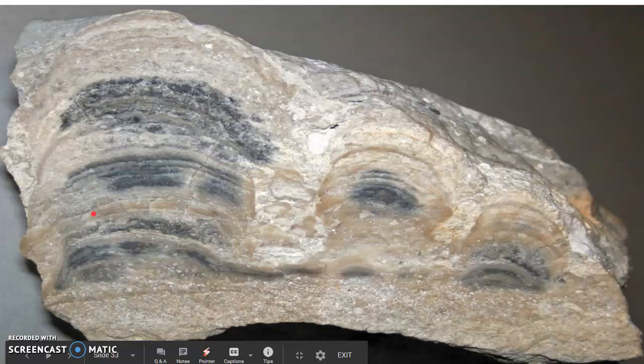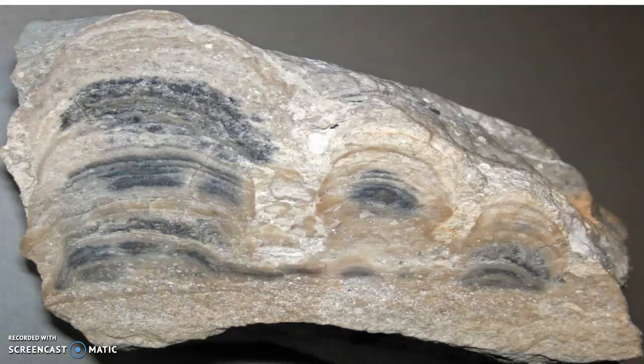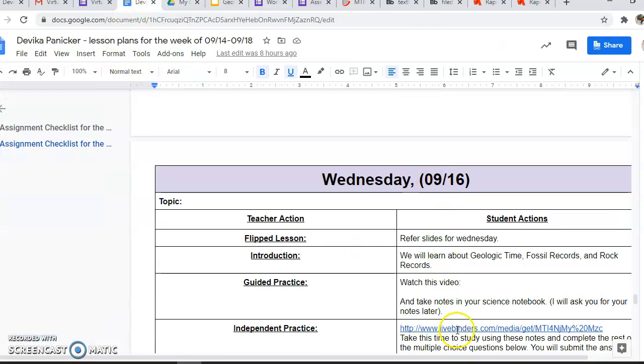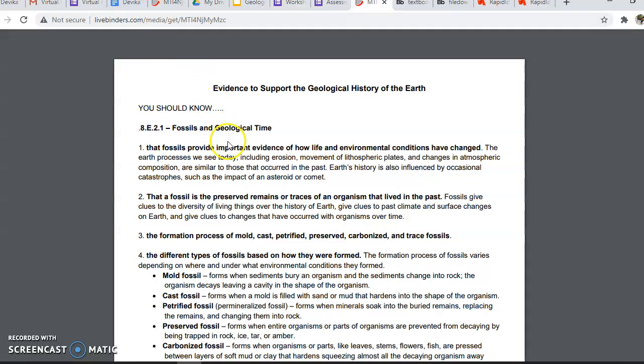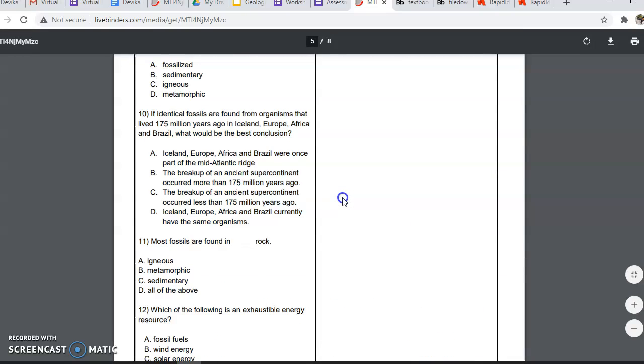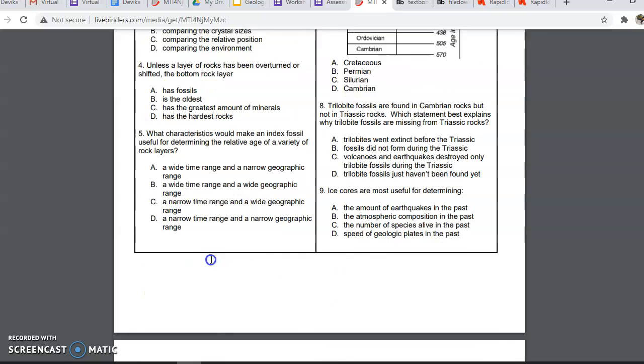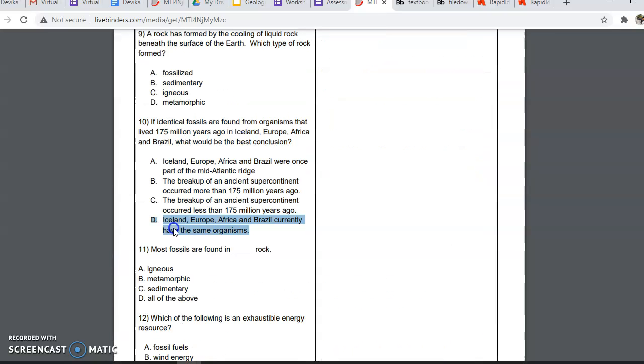Do not forget to complete your independent practice where you have to continue filling out the multiple choice questions. So let's see. If you go and click on it here, give it 1 second to load. I don't know why it's so slow. All right, so if you look over here, you will see that you had to complete until question number 10 last week. Now, this week, you have to complete the rest of it, and you will be submitting it on Friday.